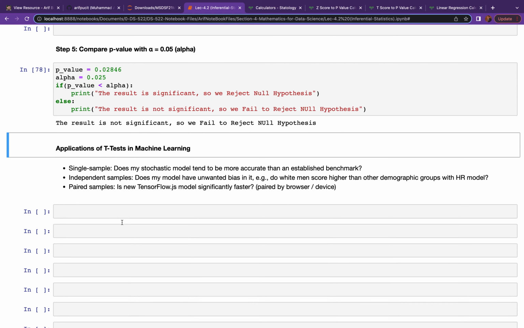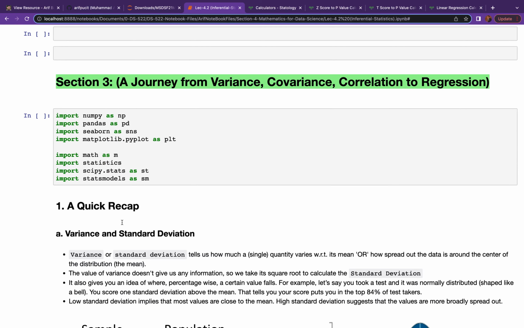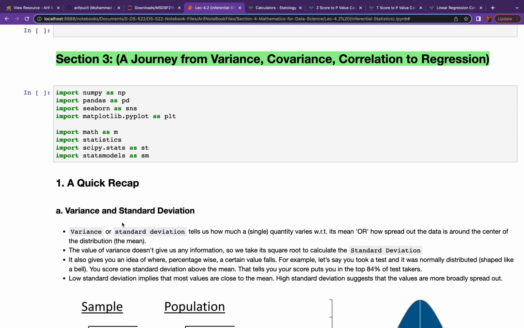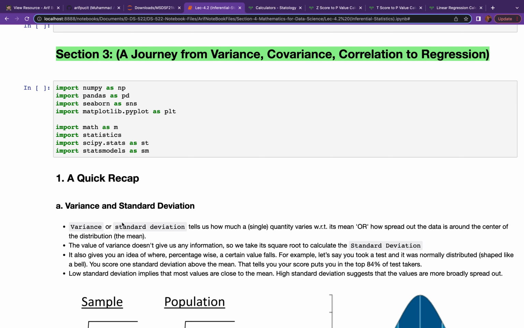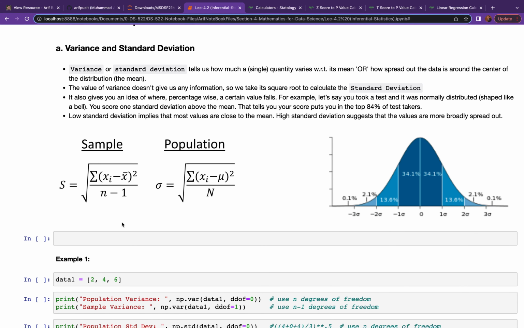Let us move on to the third and the last section of today's lecture, and that is a journey from variance to covariance to correlation and to regression finally. Okay, so great. My dear students, this section is mainly about regression analysis. And regression analysis is a statistical method that is used to model the relationship between a dependent or target variable and one or more independent or feature or predictor variables.